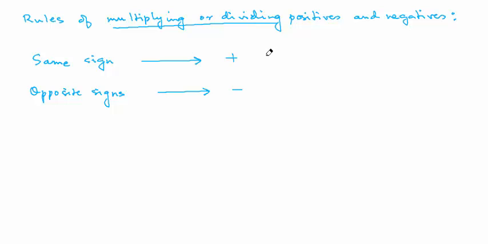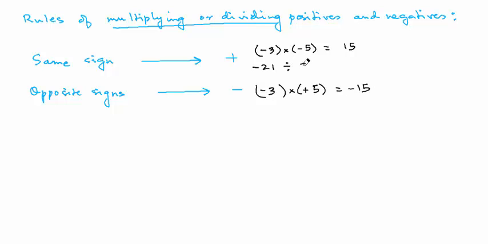For example, -3 multiplied with -5 is a positive 15, whereas -3 times a positive 5 is a negative 15. If you want to divide -21 by 3 or positive 3, you get -7. But if you are dividing -21 by -3, the answer is positive 7 or simply 7.